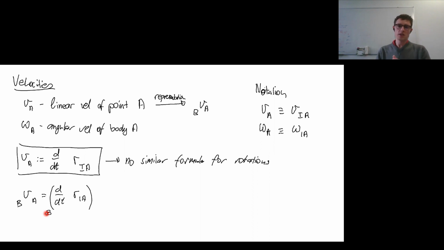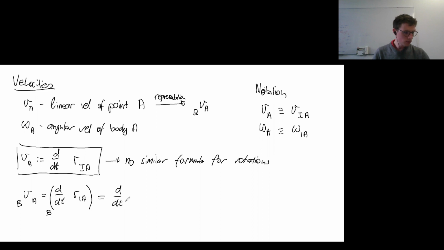So we've already taken the derivative and then we express it in the B frame. This is important because it's not the same as directly taking the derivative of the vector that is already represented in the B frame, as you will see here. This is the Euler formula that you might have seen from previous dynamics courses.